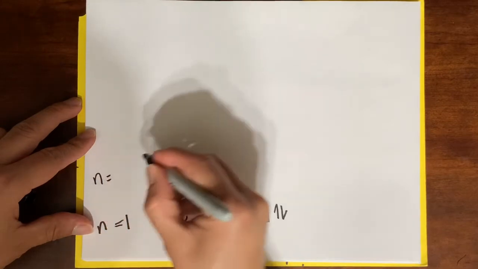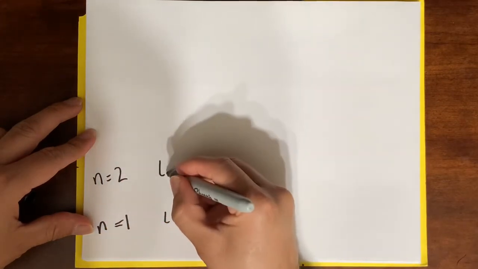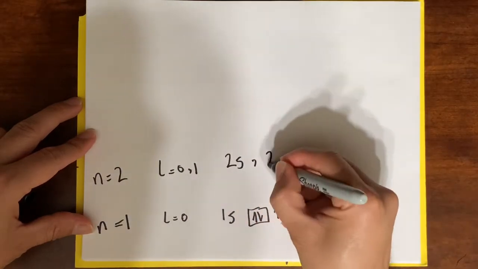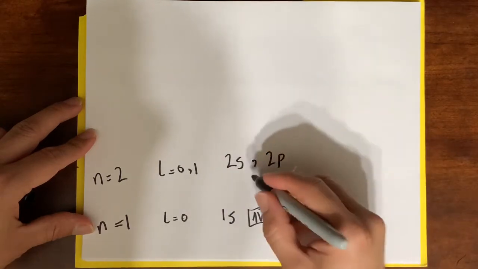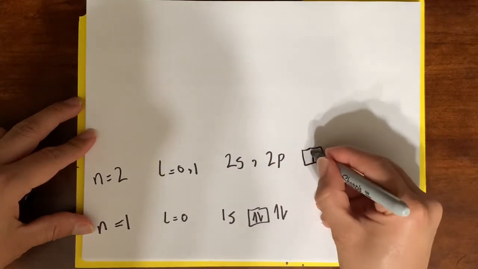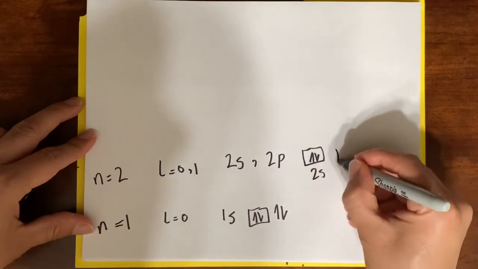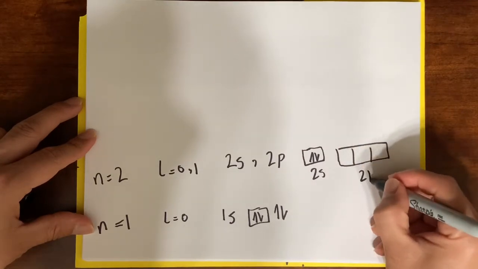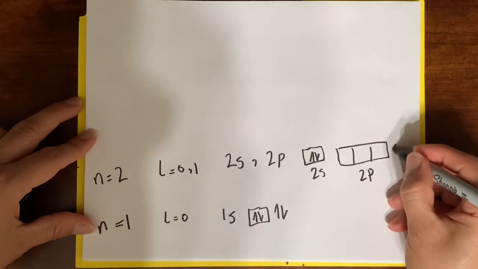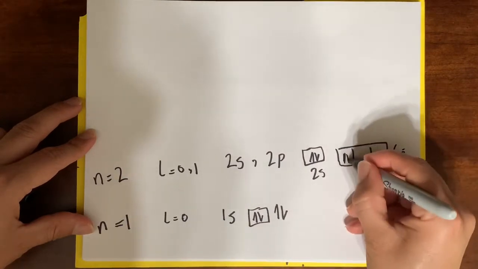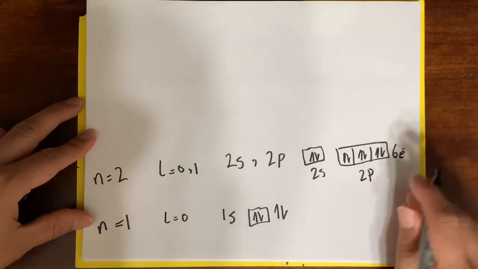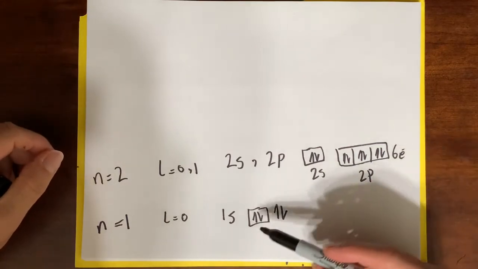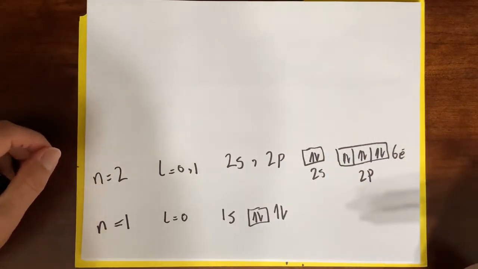When n is equal to 2, possible l answers will be 0 and 1. That means we have 2s and 2p. 2s we show by one box. You can put 2 electrons in it. Here is 2s and 2p, and in 2p you can accommodate 6 electrons. So that means by the end of the second period, we are dealing with 10 electrons: 2 plus 2 plus 6, 10 electrons.